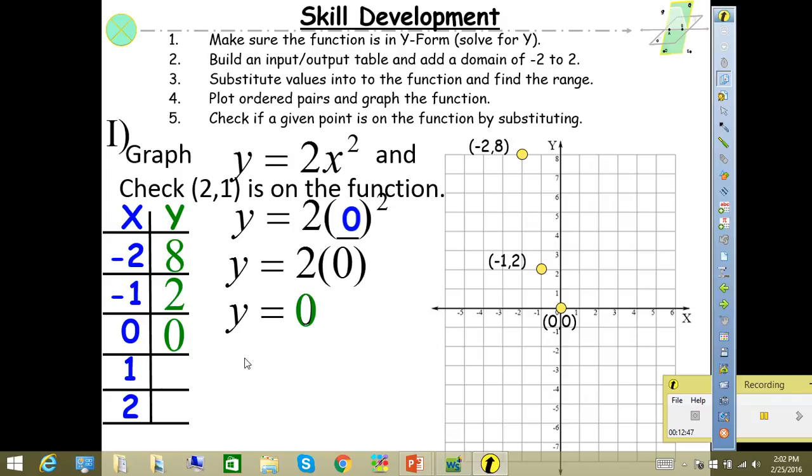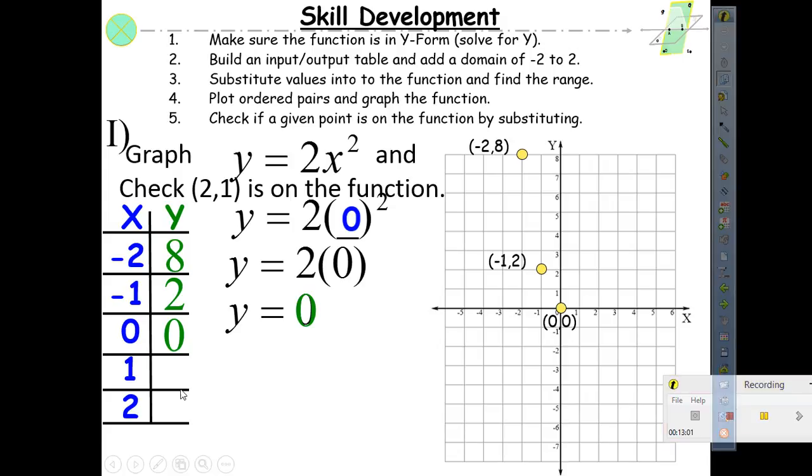So who got, what is our y value when x is 1? 2 is correct. So that goes right there, and our point is 1, 2, which is right here. And the last one, who got the last one? 8. That is correct. That goes right there, and the point is up here.